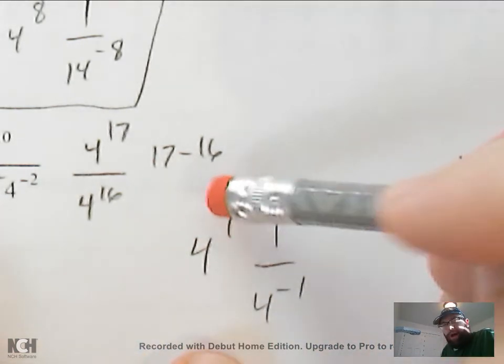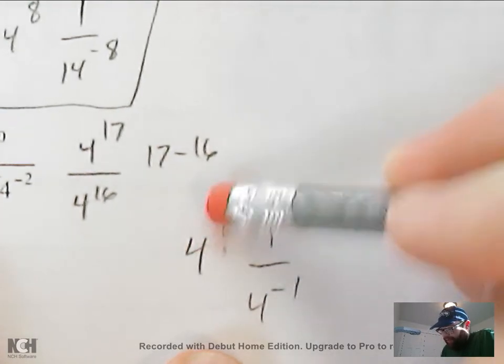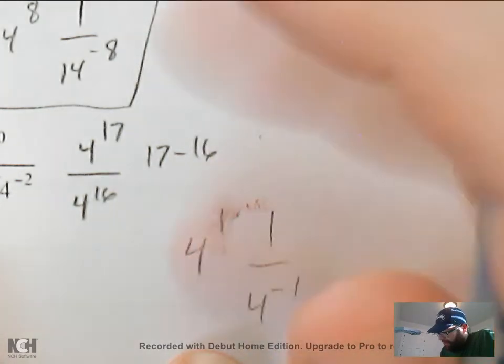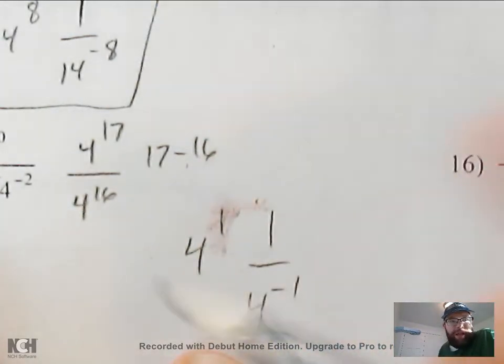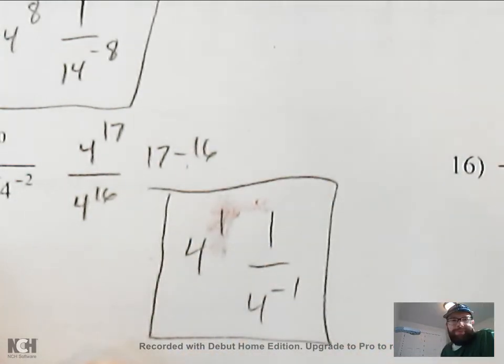Now, anything to the positive 1 power, you could just leave it as the base if you wanted to. You don't have to put that there. But I'm going to put it there, it's a very messy eraser, just so that there's no confusion. Okay.